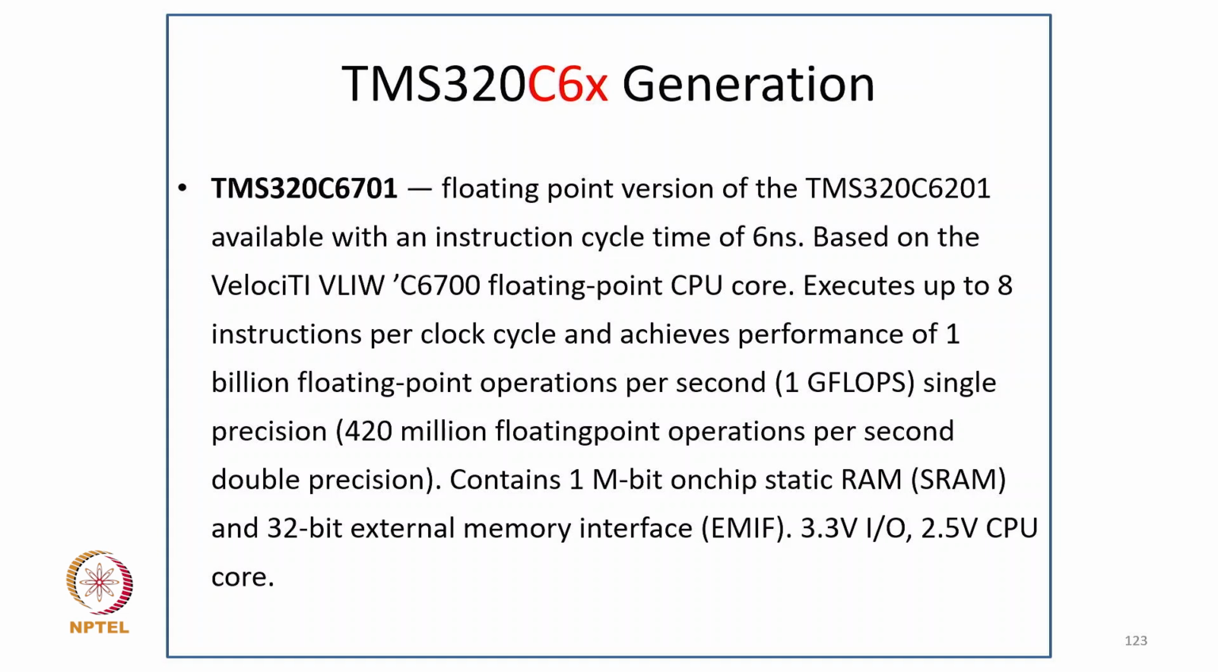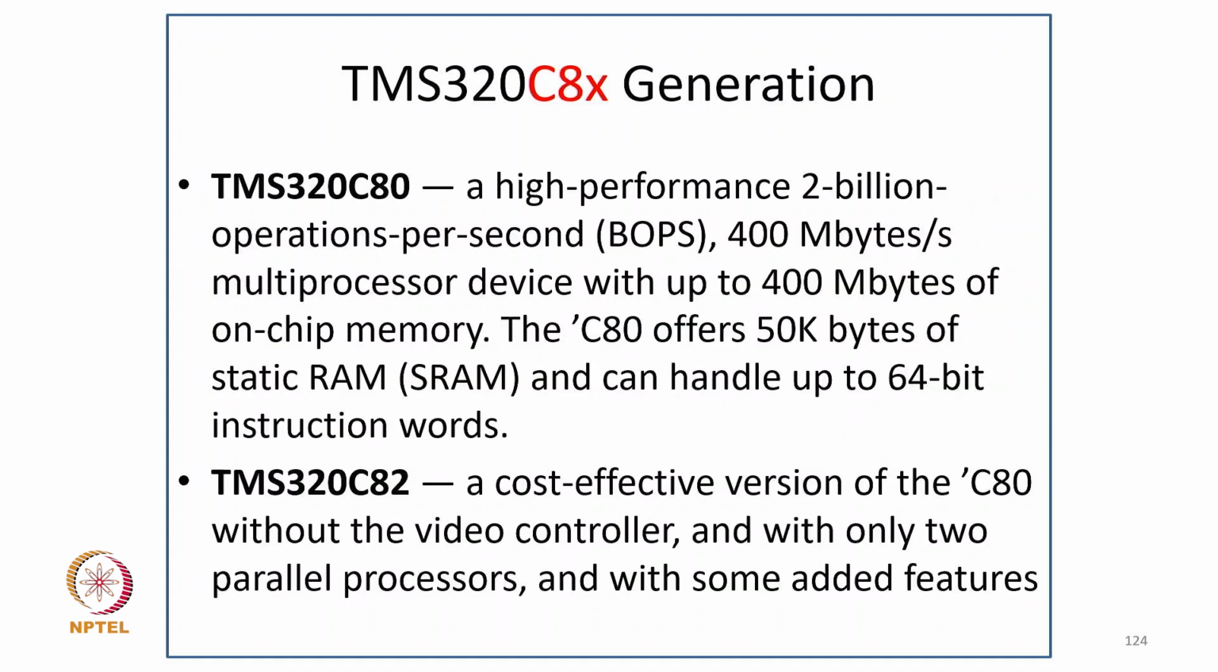TMS320C6701, the floating point version of the TMS320C6201, available with an instruction cycle time of 6 nanoseconds, based on a VelociTI C6700 floating point CPU, executing up to 8 instructions per clock cycle and achieving performance of 1 billion floating point operations per second single precision, or 420 million floating point operations per second double precision. Contains 1 megabit on-chip static RAM and a 32-bit external memory interface, with 3.3 volt input output and 2.5 volt CPU core.